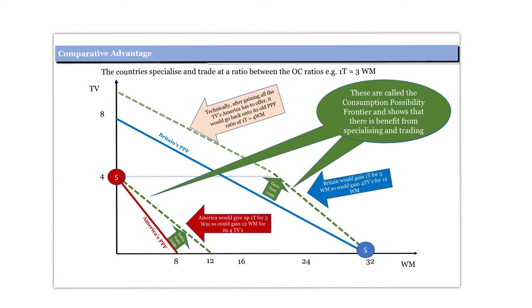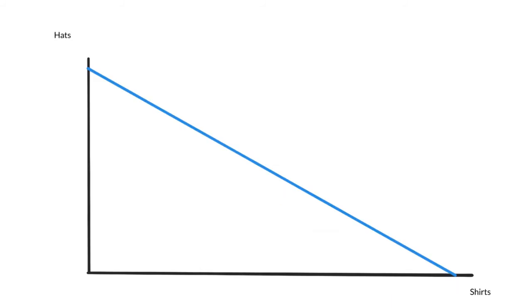So how are we going to draw? Well, let's have a look. We're going to change this around completely. I've now decided that the countries are going to produce hats and shirts. And what you do is you start with a very large number of shirts down here and quite a flat production possibility frontier. And that's very important that you actually put that as a very flat curve.